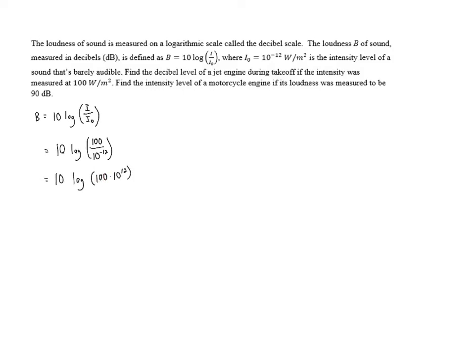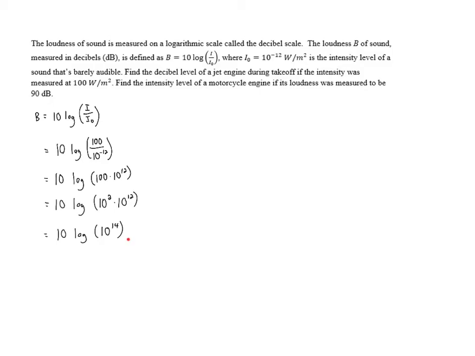Now 100 is 10 times 10, which is 10 squared. So we can rewrite that as 10 squared times 10 to the 12th. And we know from our rules of exponents, we can combine those to get 10 to the 14th power. So we have 10 times log of 10 to the 14th.